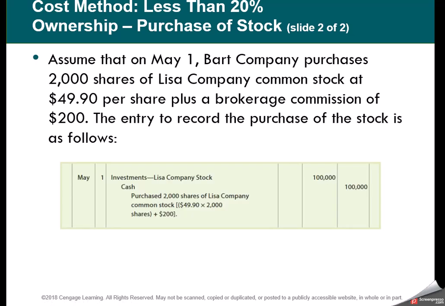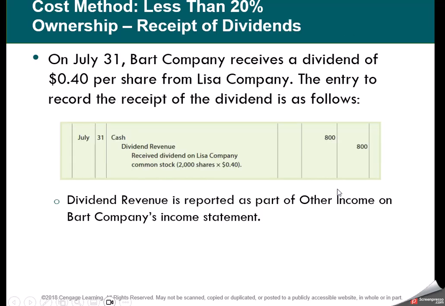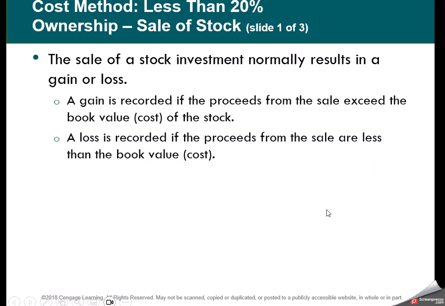So if we purchase 2,000 shares at $49.90 plus a brokerage fee of $200, we calculate that out. So $49.90 times the 2,000 shares plus $200, we've got $100,000 invested in this Lisa company. So that's what we debit, the investment account, and then we credit cash. Then we receive a dividend. So the cash comes in, and then we record dividend revenue on that investment. And that again would go in our other income section of our income statement.